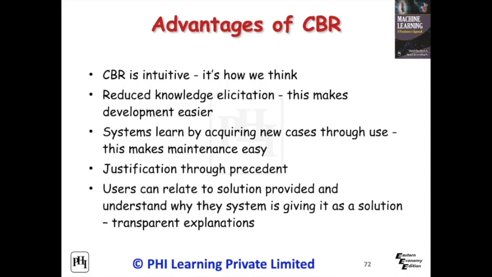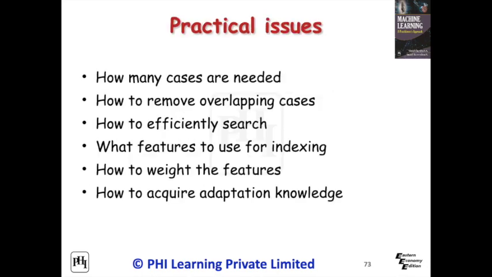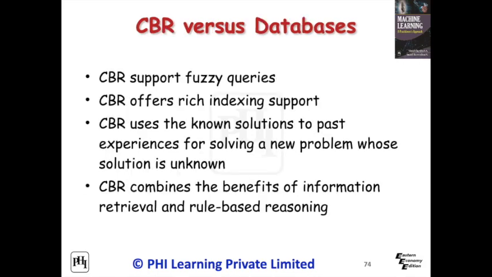There are many advantages of using CBR for knowledge discovery. This is because it is derived from experiences. We need to keep in mind the various issues CBR can run into if a proper scheme is not employed. The practical issues are given here. Databases and CBR are different. CBR supports fuzzy queries and offers rich indexing support. CBR uses the known solutions to past experiences for solving a new problem whose solution is unknown. CBR combines the benefits of information retrieval and rule-based reasoning.